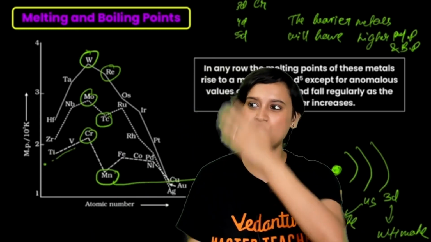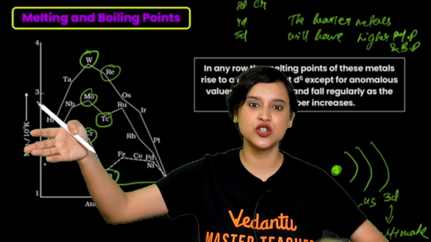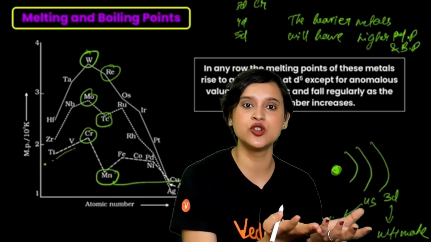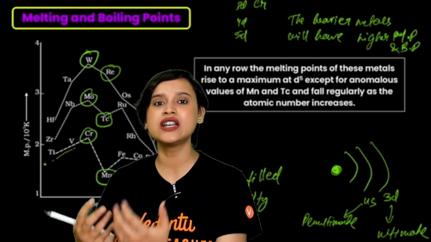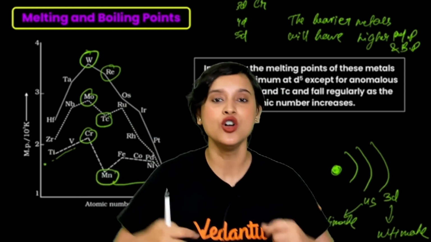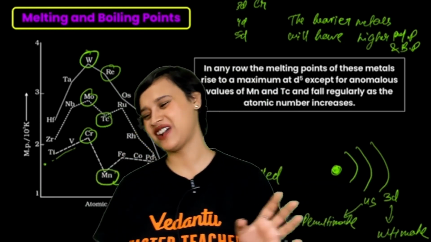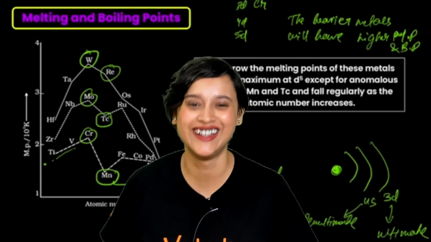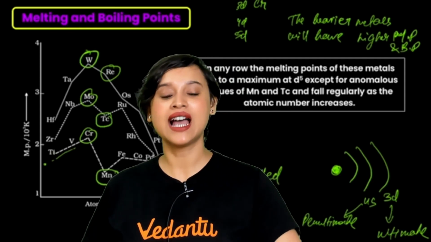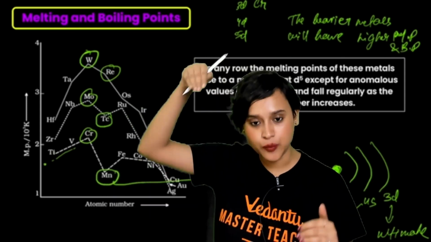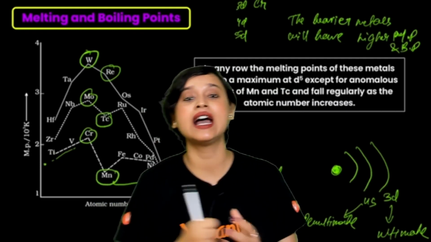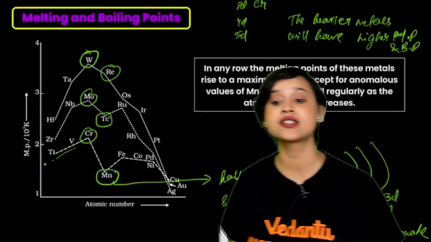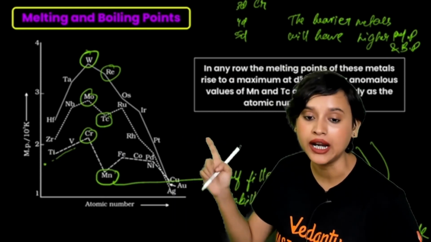Everything is fully filled. 4s2 3d10, 4s is also fully filled, 3d is also fully filled. Even after losing 2 electrons, 3d10 is still fully filled. No electrons are very excited to form bonds. They are like, we're fine only. That's why we see that the melting point drops. That's why we see that the melting point increases in case of chromium, molybdenum and tungsten. Why? Because more number of unpaired electrons.